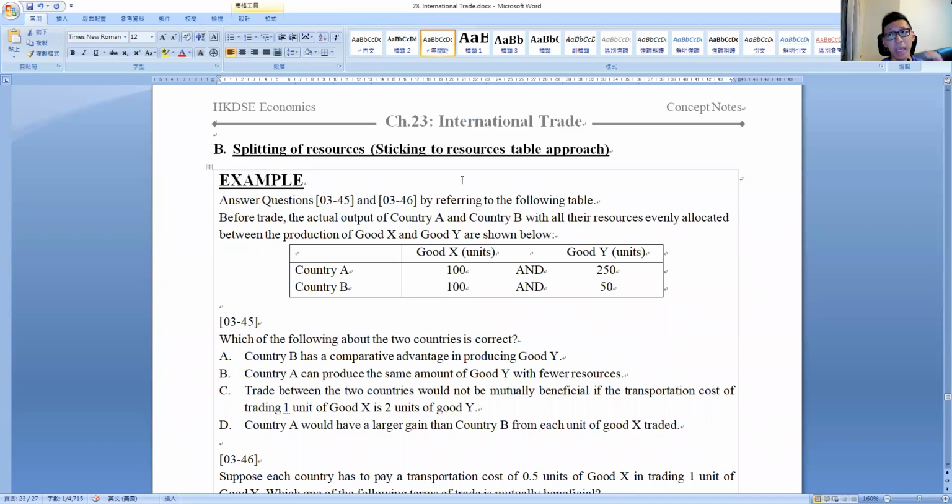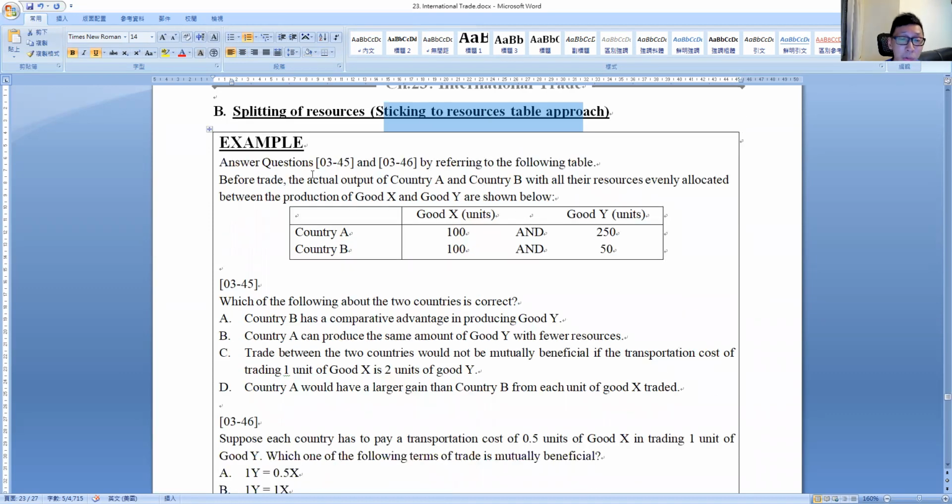Now for the second type of more advanced question. Sometimes, remember, in previous questions, the resources are split quite evenly, right? Sometimes the resources would not be split evenly. 咁都幾 advanced 啊？係啊 relatively speaking, is more advanced. How do we tackle that? You just do nothing but stick to our resources table approach, and it automatically will be cleared. 好嘛，睇住啦喎。嗱 before trade, the actual output with all the resources evenly allocated between X and Y.